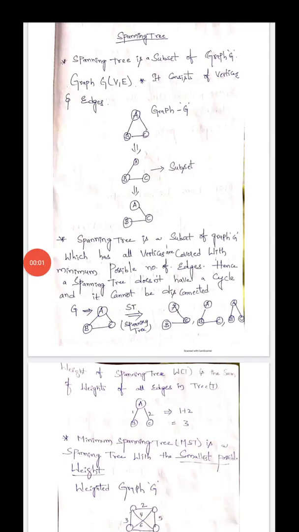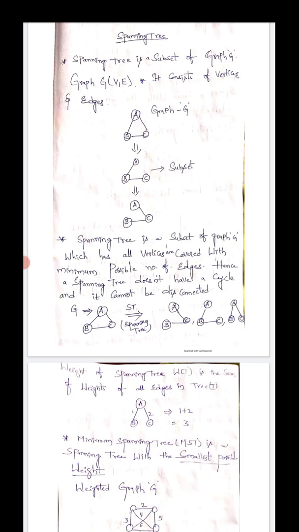Hi students, today we are discussing the topic minimum cost spanning tree. First of all, we need to define what a spanning tree is. A spanning tree is a subset of graph G. A graph consists of vertices and edges, that's why we denote graph G as G(V, E). This is one example of graph G: A to B, B to C, C to A.